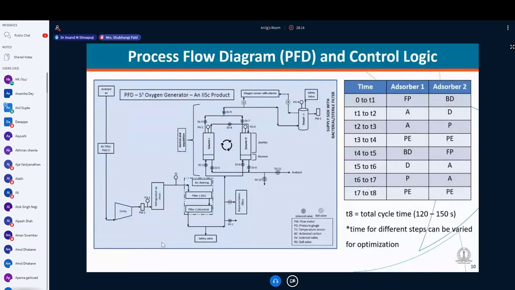of high and low pressure sequences has to be put in the form of a particular sequence in order to continuously generate this desired medical grade oxygen. On the left hand side, I am showing a simple process flow diagram for generating this medical grade oxygen.